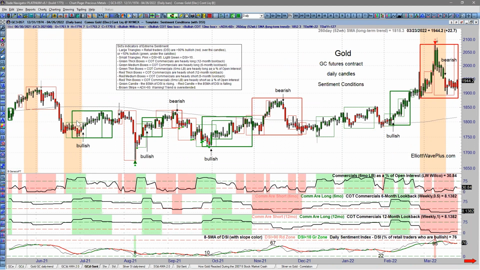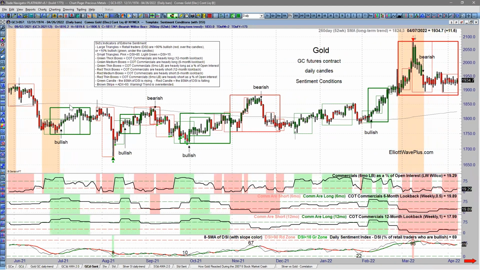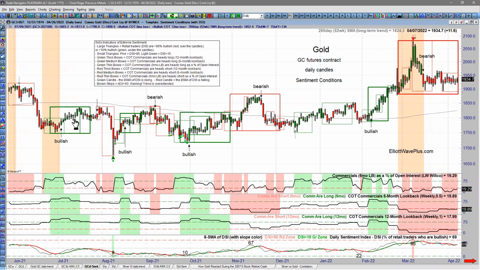First green candle inside of 2 green boxes. As a matter of fact, that was inside of 3 green boxes. That was a very bullish moment, and we got a nice move to the upside. Then we started getting some red boxes, some red candles. It would have suggested, at the very minimum, get out of your long position.